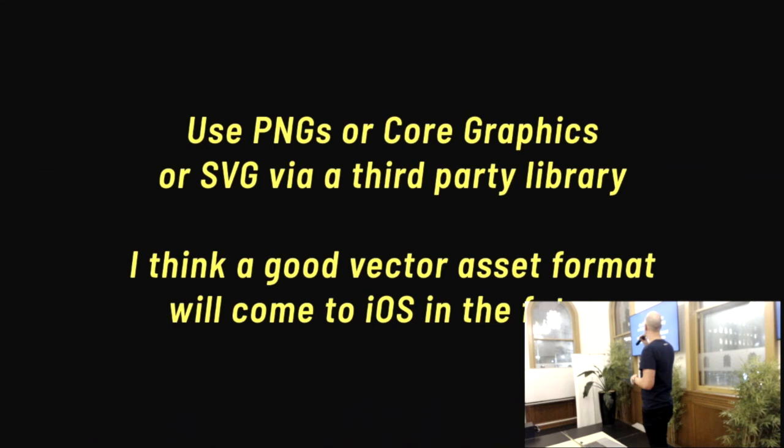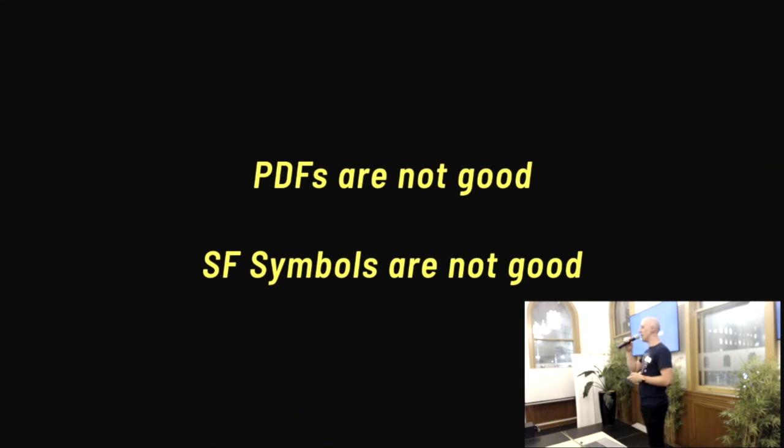As some general tips, I'd recommend using paths or just drawing stuff with Core Graphics directly. You can use SVGs via a library. This is for iOS. I guess the same advice is pretty similar for Android, except you probably should use vector drawables on Android. I think eventually we'll have a good vector asset format on iOS. I don't think we're there yet. So PDFs, as some people in this room might know, I'm not a fan of PDFs. Unfortunately, I don't think SF Symbols really tick the right boxes either.